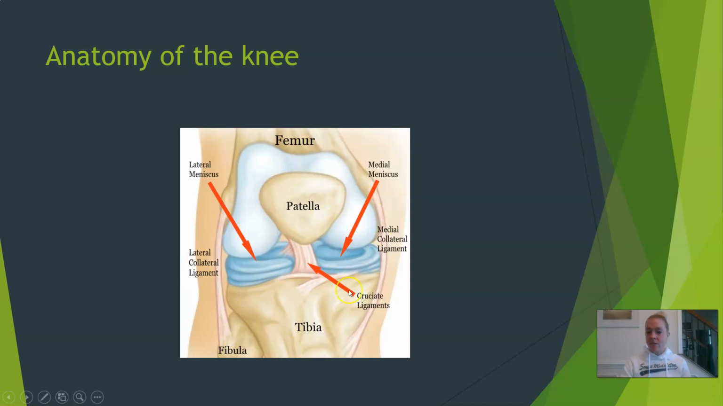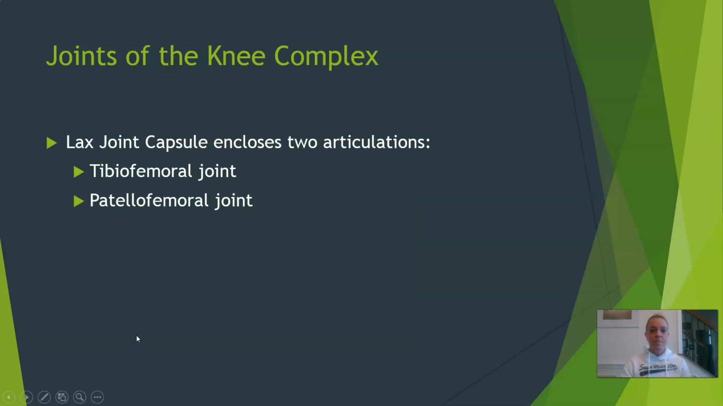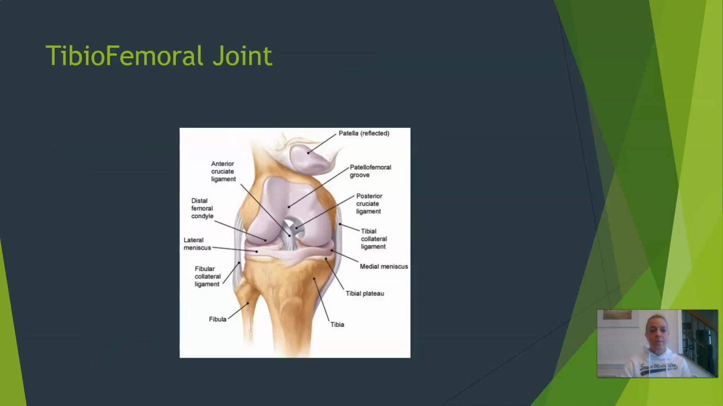The four major ligaments of the knee are going to be your anterior and your posterior cruciate ligaments, and then your medial and your lateral collateral ligaments. And we'll go over each of them a little bit more in depth as we move on. So the major joint articulations that we're going to talk about are the tibiofemoral joint, which is the knee, with flexion and extension occurring there, and then the patellofemoral joint as well.